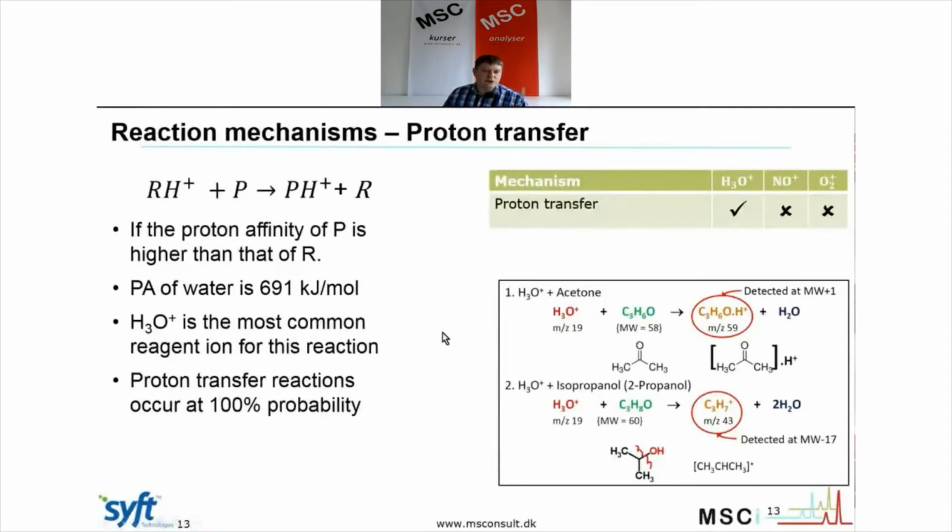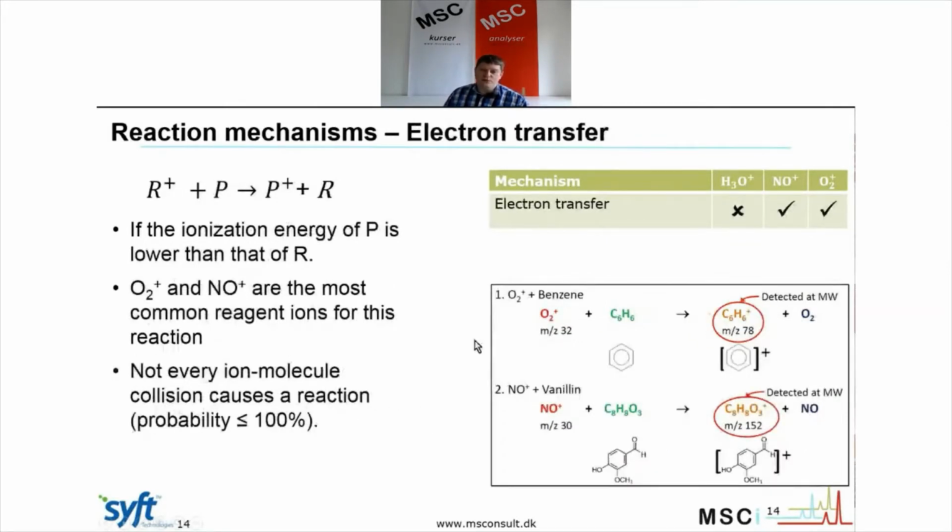And the most common reagent ion for this reaction is H3O+. Whenever there is a collision between H3O+ and an analyte that has a high proton affinity, there will be a reaction. This reaction will occur, so it has a 100% probability.